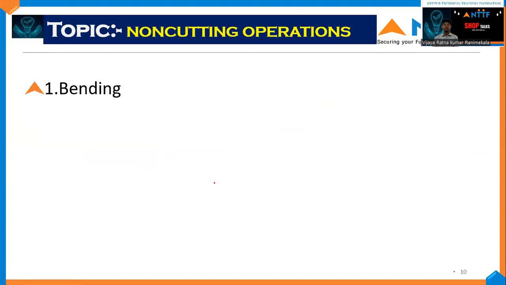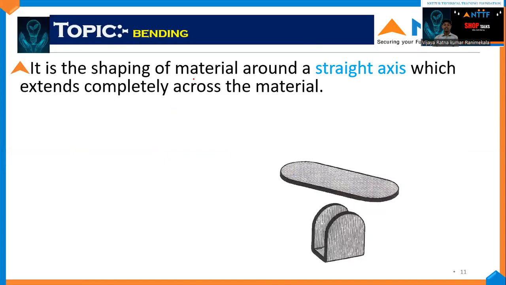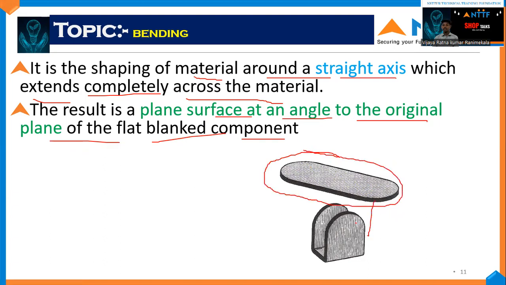Non-cutting operations: bending, forming, drawing, curling. Bending. It is the bending of material around a straight axis which extends completely across the material. The result is a plane surface at an angle to the original plane of the flat blanked component. We can see flat blank converted to bending.